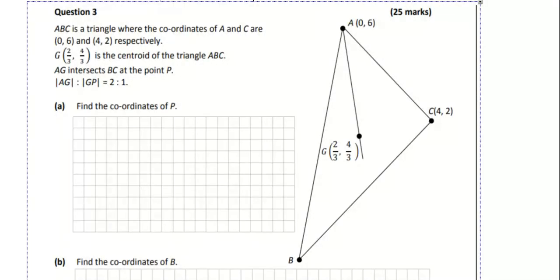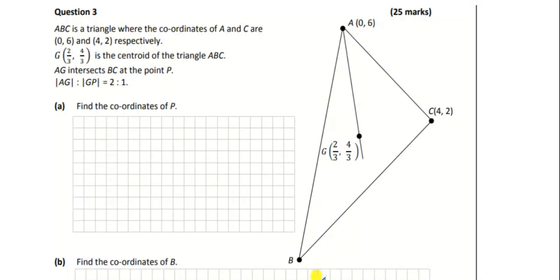So we have a triangle with corners A, B, and C. We don't know what B is, but we know what A and C are. We're also told that this is the centroid of the triangle. Now, the centroid is like the center of balance. If I was to put my finger there, it would balance on my hand.